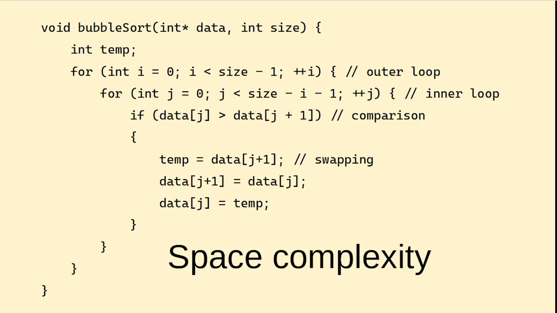So the extra space required does not grow with the size of the data, that means the length of the array that is passed into it or the value of the size parameter variable. It remains the same regardless of the size of the data received by the function. Therefore, the space complexity of the bubble sort algorithm is big O(1). It is also called a constant space complexity.